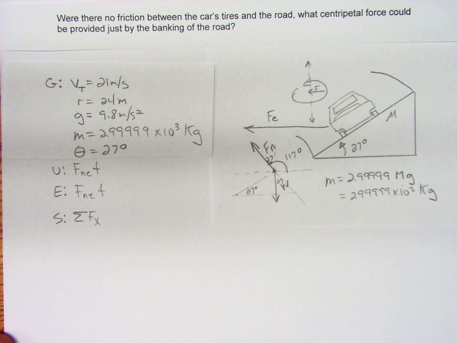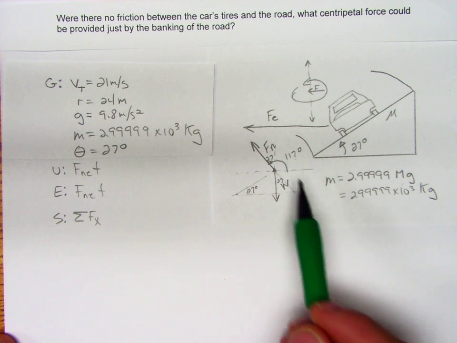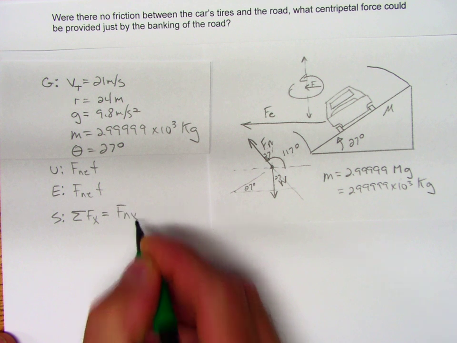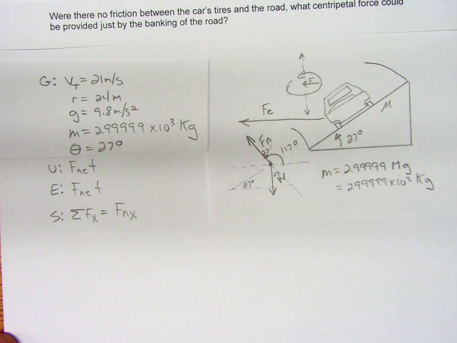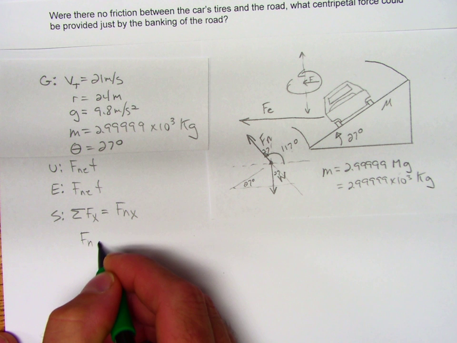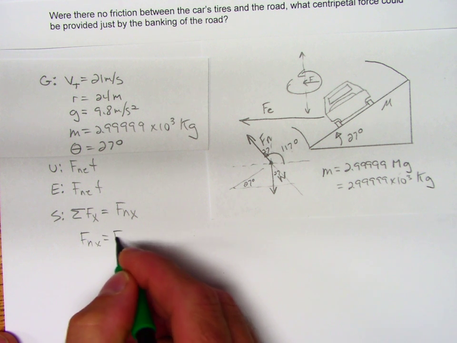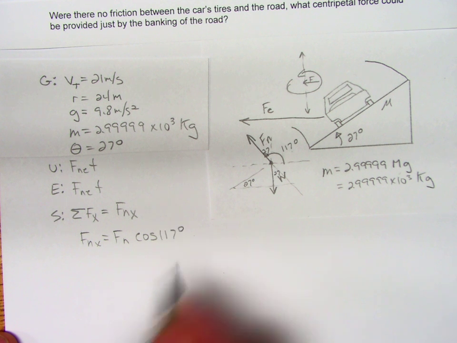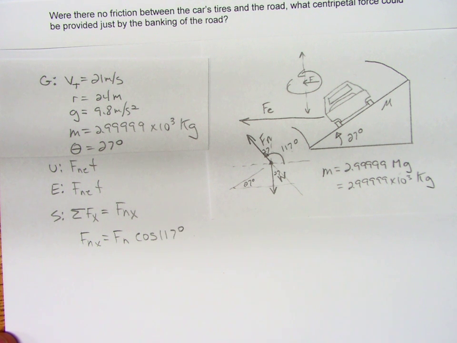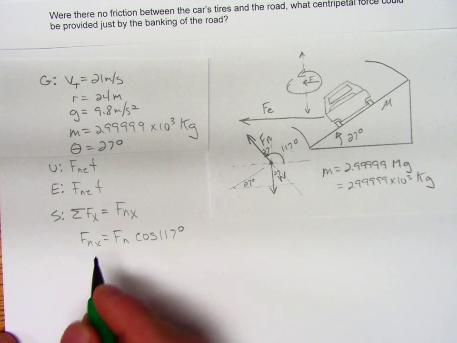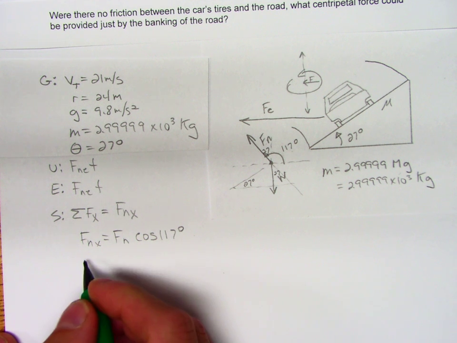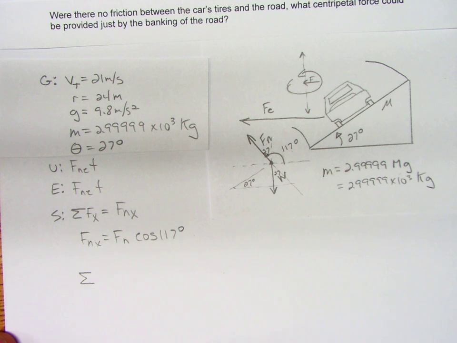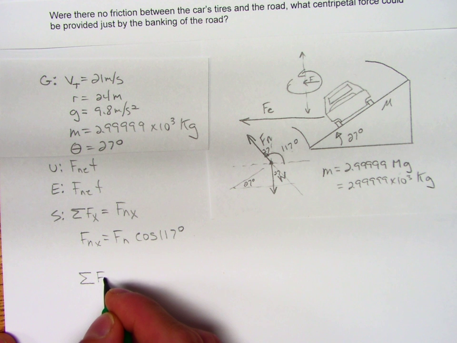Now, the sum of the forces in the x direction, I think it's pretty obvious that it's just the x component of the normal force. Okay? And I can write that out. I know that the x component of the normal force is just the normal force times the cosine of the angle of the normal force, which is 117. Unfortunately, I don't know what the normal force is, but we can figure that out. And we do that by summing the forces in the y direction.